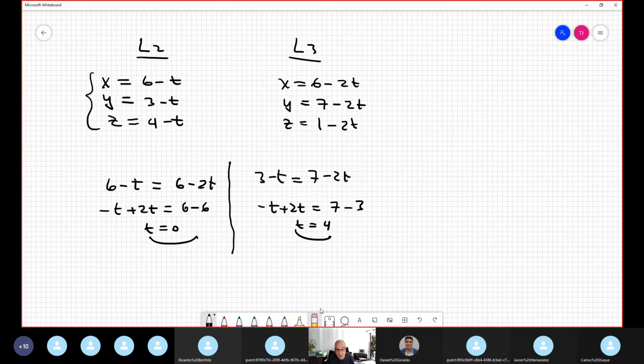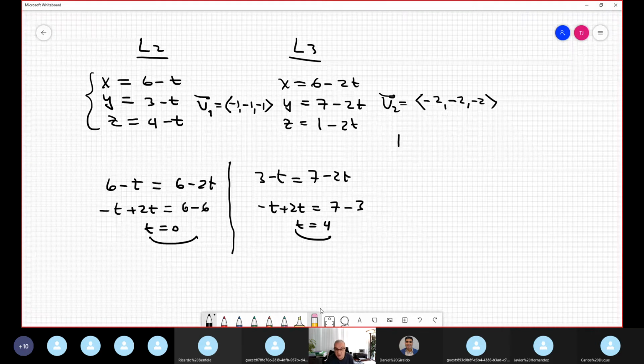So maybe we have two possibilities: it's skew or it's parallel. Pero parallel is super easy to prove because the direction vector v1 in this line is the vector -1, -1, -1. Look at that. It's the coefficients here in front of the t. And the direction vector for the second is -2, -2, -2. Wow. Entonces they are parallel, yes or no?